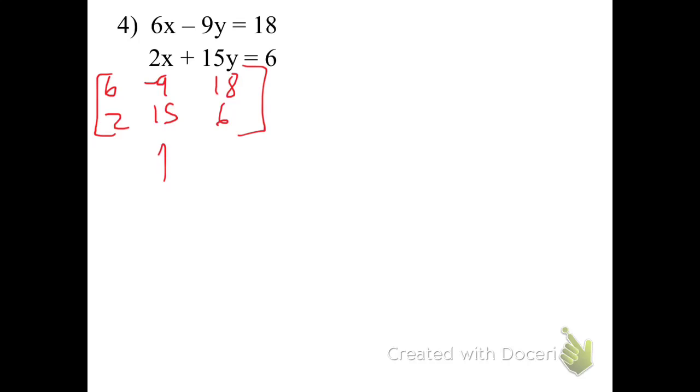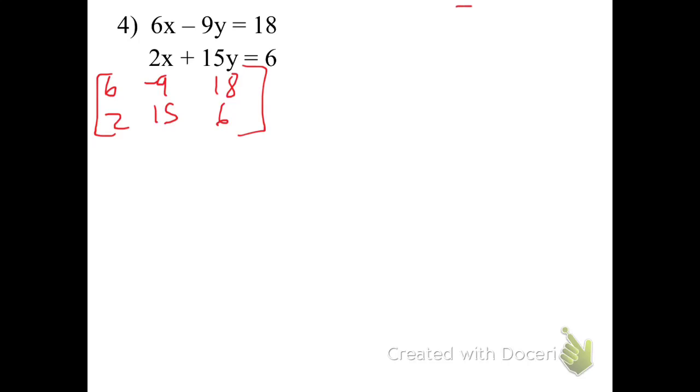Make sure your columns match up. Right, these are the x's, these are the y's, these are just the numbers. Okay? Make sure you got that when you set up your matrices. Okay, now we're at this point.